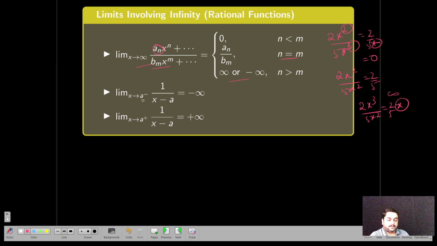Similarly, x approaches a from the left side, that means x is less than a. If x is less than a, this value becomes negative, right? So minus infinity. When x approaches from the right hand side, x is greater than a, so this value is plus infinity.